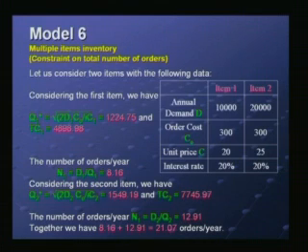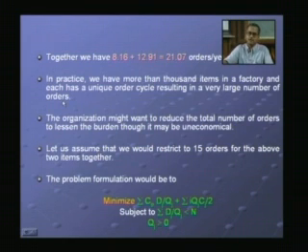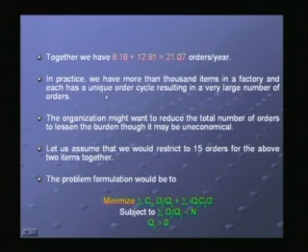If we consider these two items, we observe that together we place 21.07 orders per year for these two items put together. Because the number of orders are different, the points in time where these orders are made are also different, so we make 21.07 orders per year. In practice, when we look at more than 1000 items in a factory or in an organization, each has a unique order cycle, resulting in a very large number of orders.